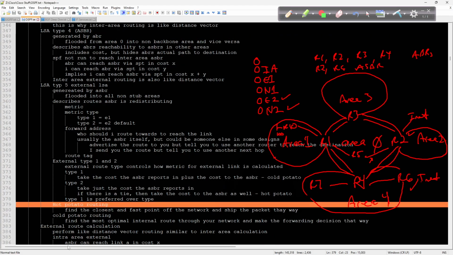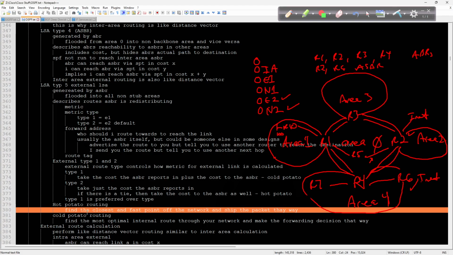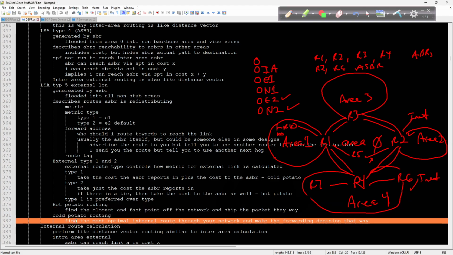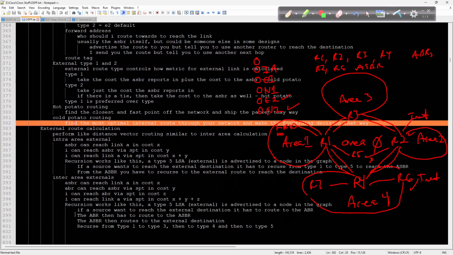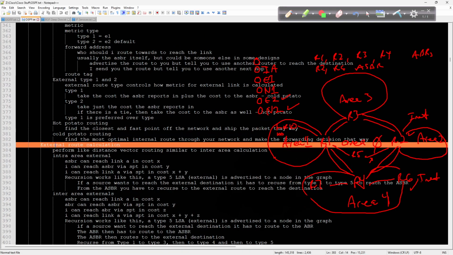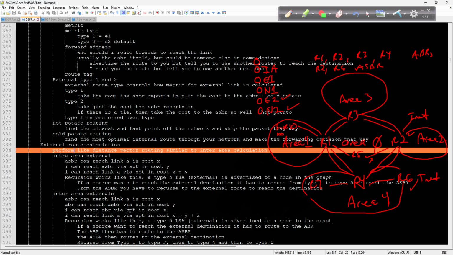Hot potato routing: find the closest and fastest point off the network and ship the packet that way. Cold potato routing is find the most optimal internal route through your network and make the forwarding decision that way. And then we have external route calculation. This is what I talked about a little while ago, but I wanted to reiterate it. It performs similar to inter-area calculation.